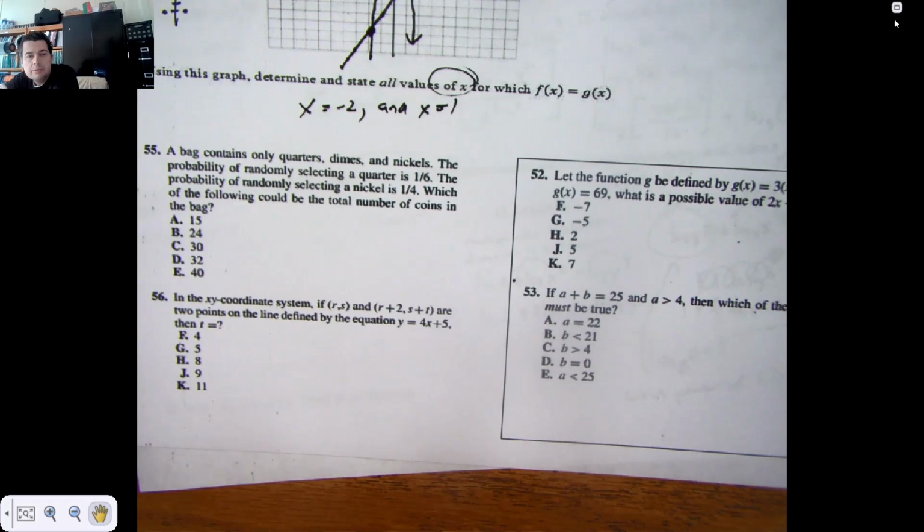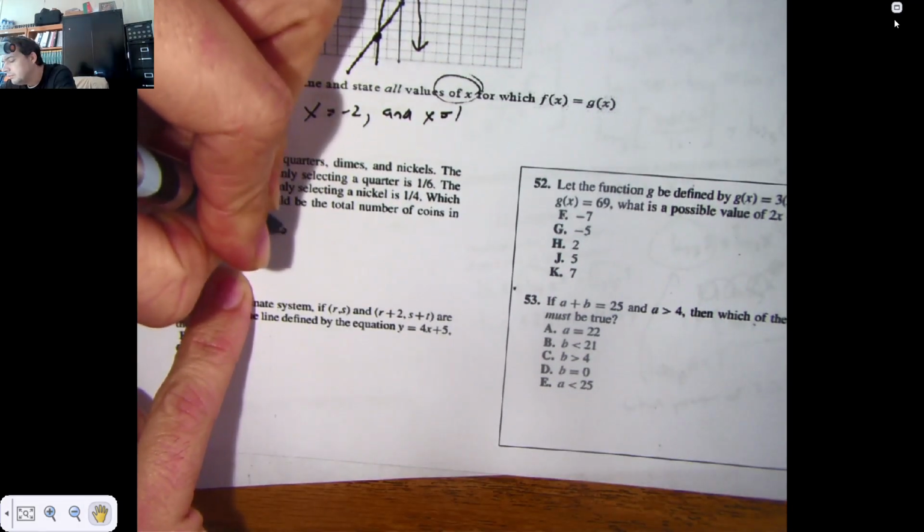A bag contains only quarters, dimes, and nickels. The probability of randomly selecting a quarter is 1 in 6. The probability of randomly selecting a nickel is 1 in 4. Which of the following could be the total number of coins in a bag? What we call a probability space, I think that's what they call it. It's been a long time since I taught stats, but I'll just mansplain this to you.